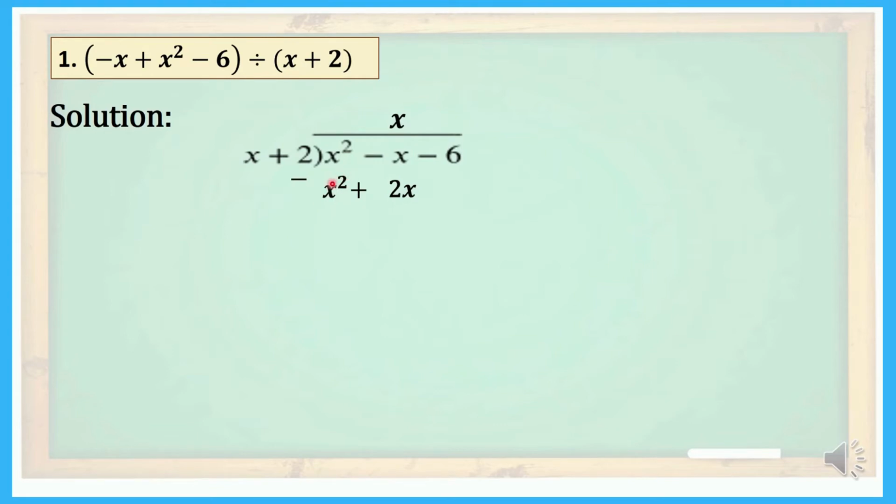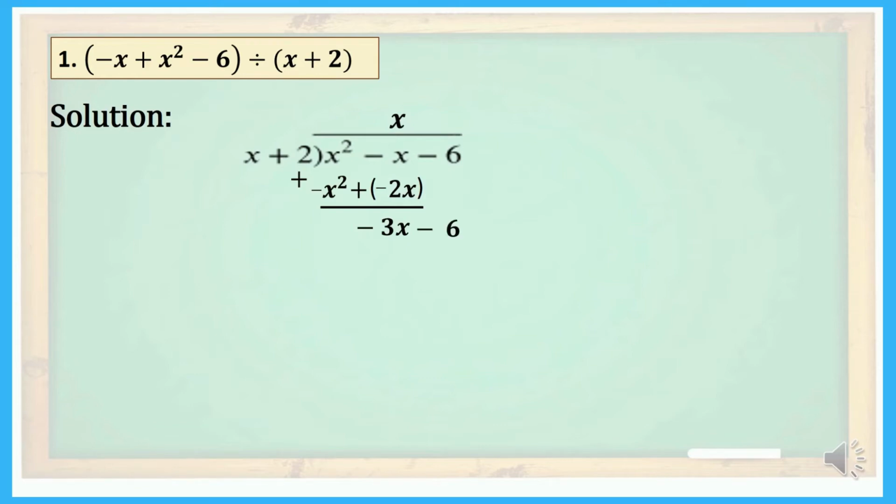Since it is subtraction, change the sign of the subtrahend. Your subtrahend is x squared plus 2x. So change the sign of the subtrahend. x squared will become negative x squared and positive 2x will become negative 2x. Then proceed to addition. So x squared plus negative x squared is 0, and negative x plus negative 2x is negative 3x. Then bring down negative 6.